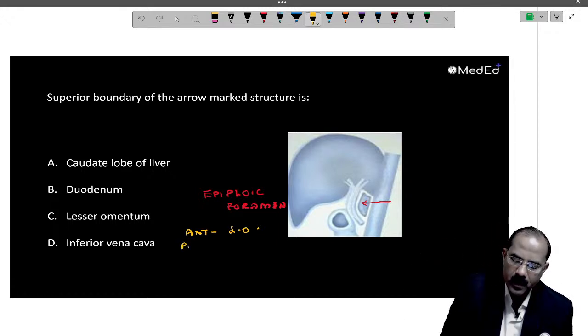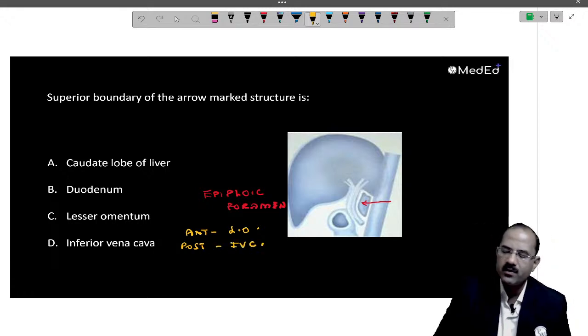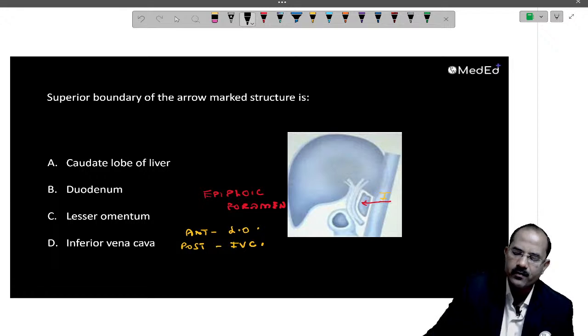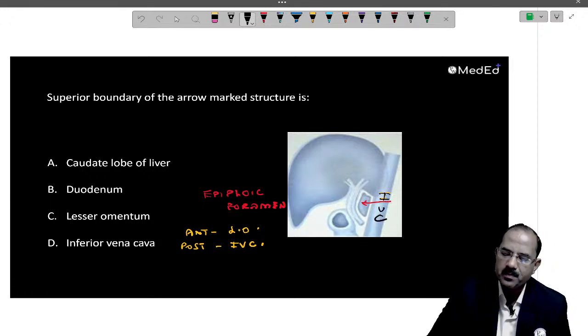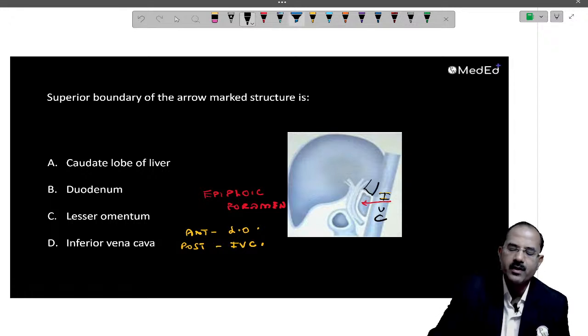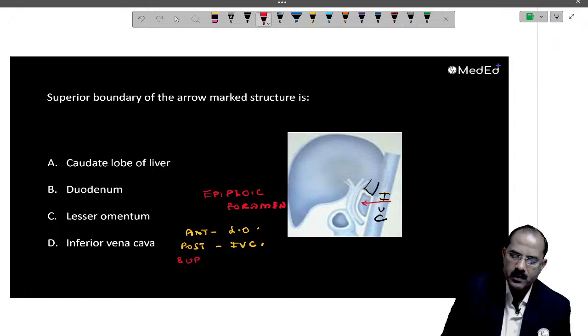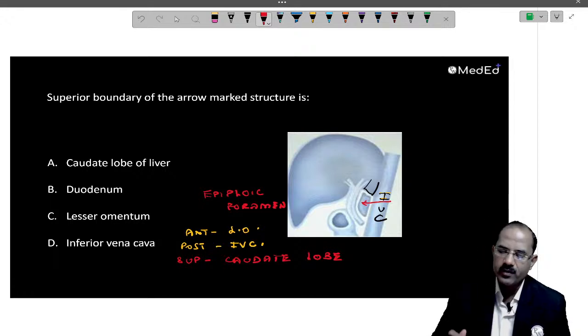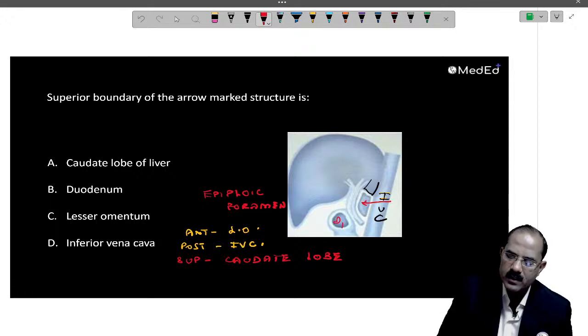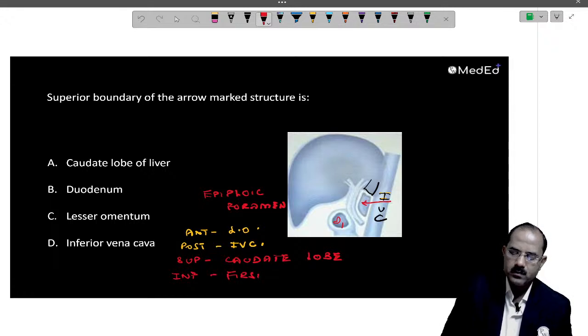The posterior boundary is formed by the IVC. This is the IVC. The superior boundary is formed by this lobe of the liver. Superiorly is the caudate lobe of the liver, and inferiorly, what is this? That's the first part of the duodenum.